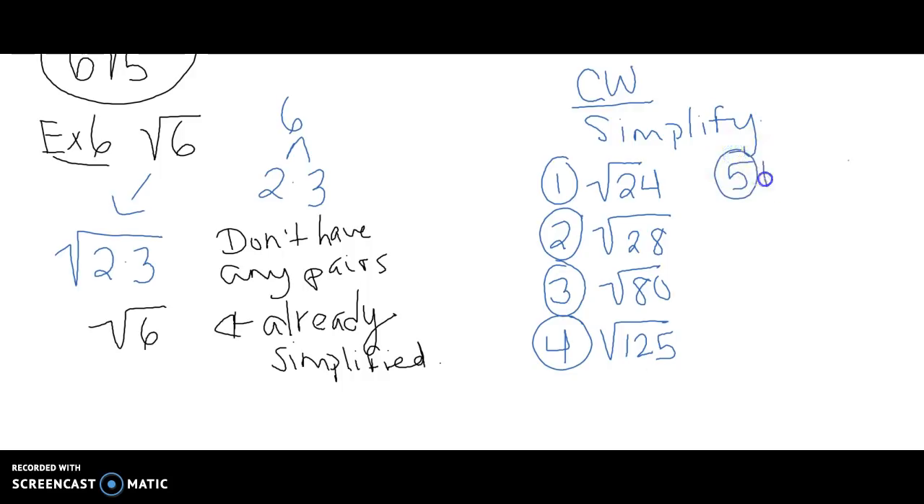Number 5, simplify the square root of 26. Number 6, simplify the square root of 216. Alright, so this is your classwork, guys. I will be checking to make sure that you have done all of this.